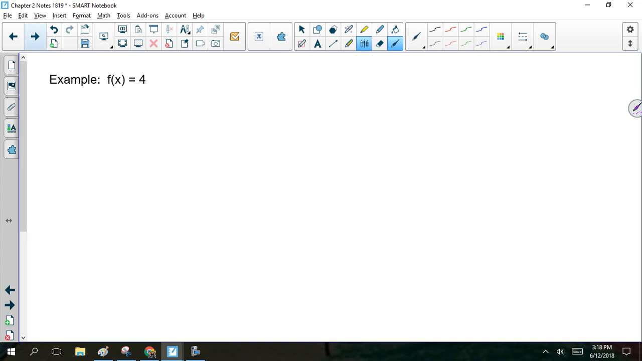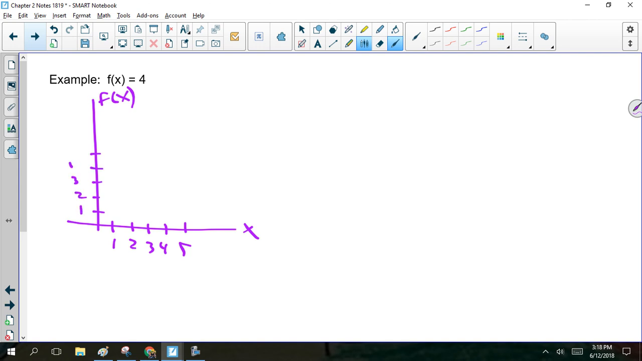Okay, so I think probably the easiest way to do this is to just dive in. Let's start with a real simple example. Suppose I give you this. So here's x, here's f of x. So 1, 2, 3, 4, 5 on x, and 1, 2, 3, 4, 5 on f of x. Okay, so f of x is 4. Let's just draw this. So there it is, f of x equals 4.